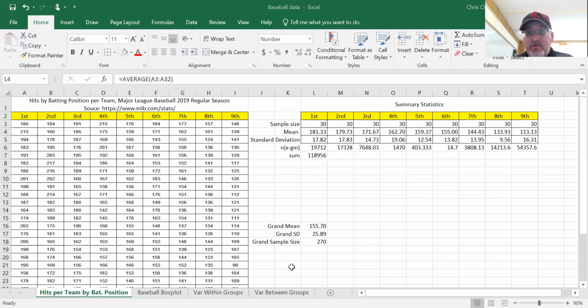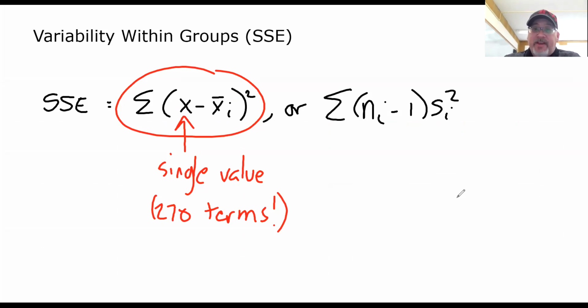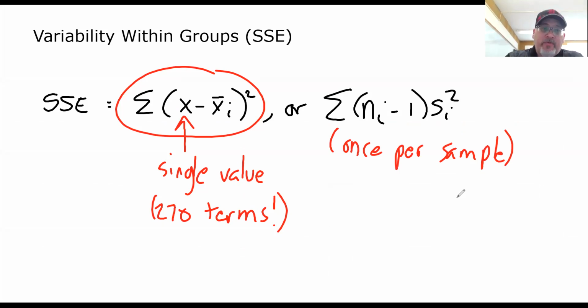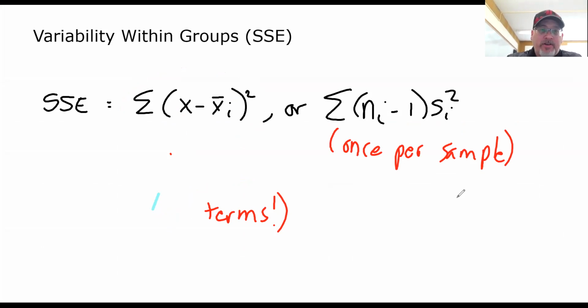But you may have noticed that there's another formula. This formula says you have to do this sum once per sample. So for each sample, you would subtract 1 from its sample size, multiply it by the square of its standard deviation, and then take the sum of all those. The reason the first formula exists is to point out that we are looking for variability within each group by comparing each data point to its sample's mean. But we can do it a lot easier by just using the second formula.